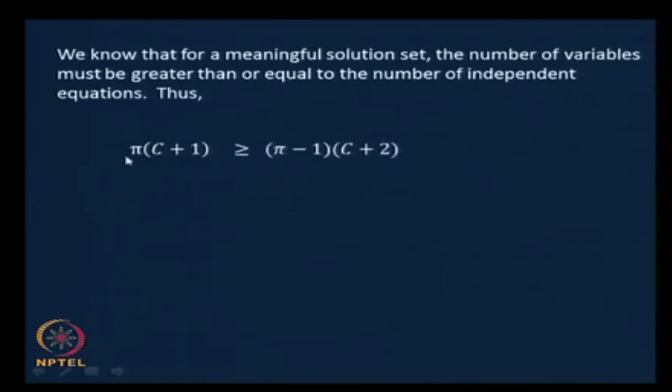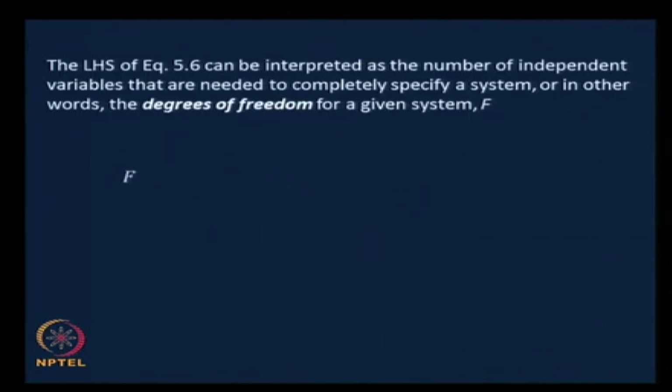The number of variables, pi into c plus 1, must be greater than or equal to the number of equations, pi minus 1 into c plus 2. In other words, if you multiply and then group these appropriately and transpose this, we saw that c minus pi plus 2 must be greater than or equal to 0. If it is equal to 0, we get a unique solution set. If it is greater than 0, then we need to supply that many variables, or we need to specify that many variables for a unique solution to arise. And the number of variables that we need to supply is what we designated as the number of degrees of freedom, or f equals c minus pi plus 2.